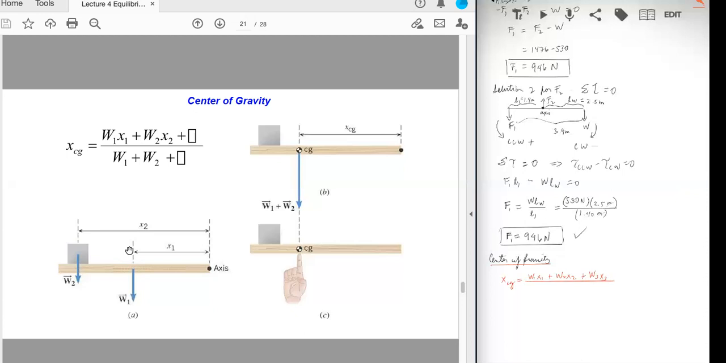Weight 1 plus weight 2 plus weight 3. Naging pula, hayaan mo na, pwede naman yung baguhin mamaya. So, yan yung formula for center of gravity.